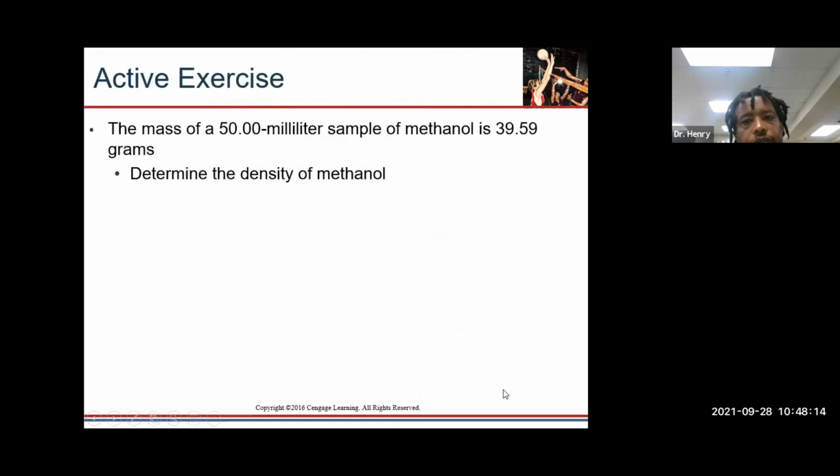Okay, so let's use this information to answer this question. The mass of a 50.00 milliliter sample of methanol is 39.59 grams. Determine the density of methanol. So what is the equation for density? Sam? Samantha?